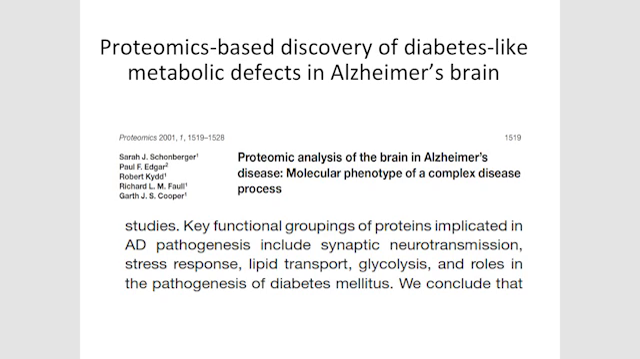basically we saw a series of disorders in lipid transport, glycolysis, and also a series of proteins that had reasonably well-defined roles in the pathogenesis of diabetes. So this was a study of the human brain, not animal models, human brain.